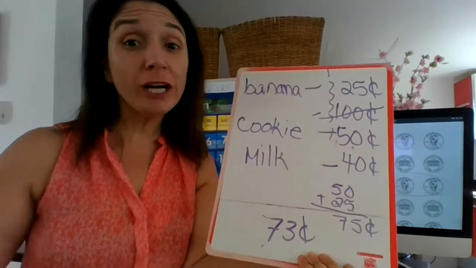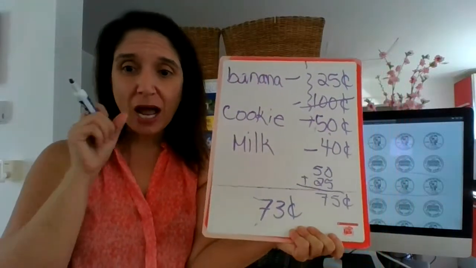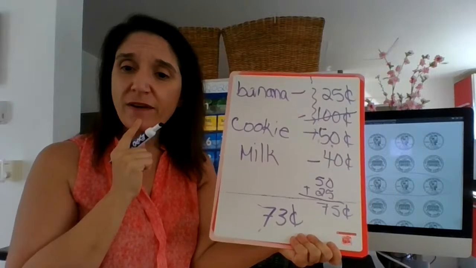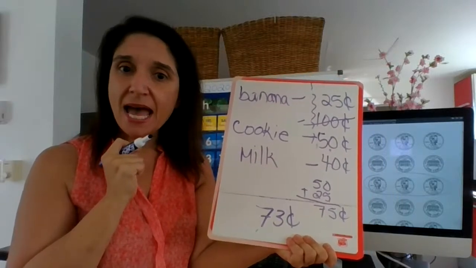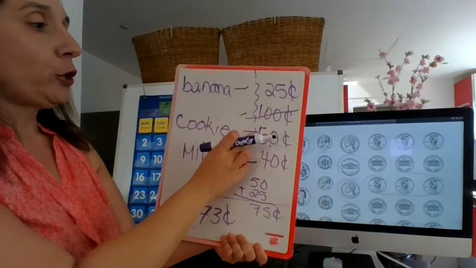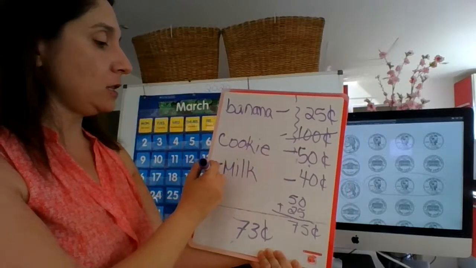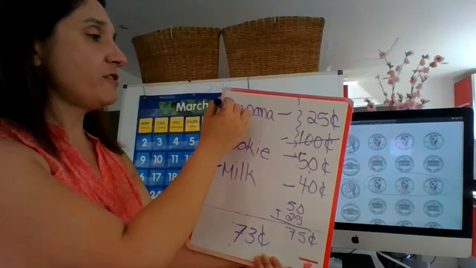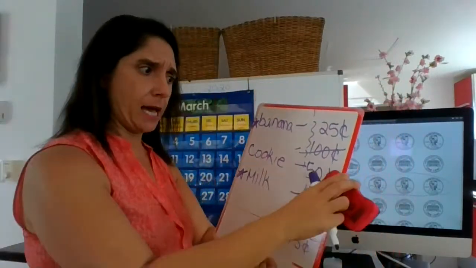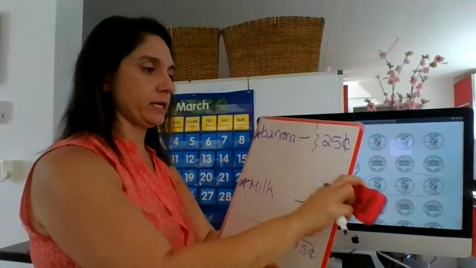So I can either only get a cookie or, good job, Justin and Lucas and Ava. What if I want to get, not a cookie, how about milk and a banana? Do I have enough money to at least get milk and a banana for lunch today? My mommy and daddy didn't give me very much money, so I can't have a cookie. So I know a cookie's not there.